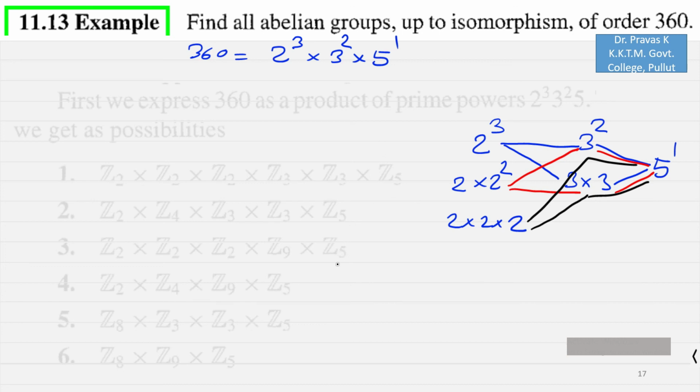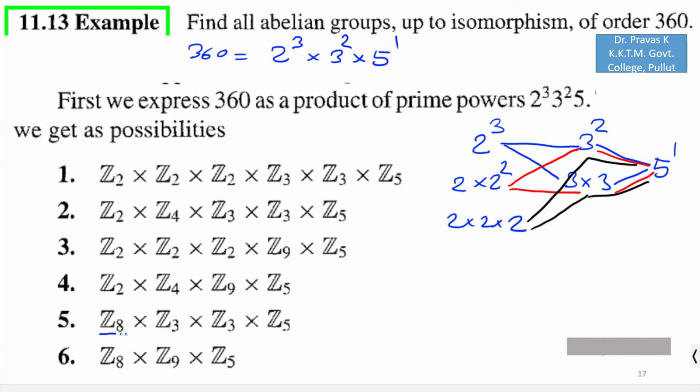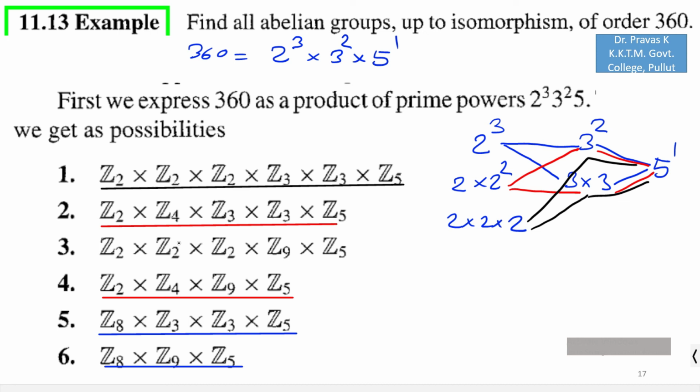Now using this, it is possible to list all the abelian groups of order 360 up to isomorphism. If you check, you can see that all possible combinations of the factors of 360, 2 cube, 3 square and 5 raised to 1, except for possible rearrangement, are included here. Thus we have 8 abelian groups of order 360, and this is the answer given in your textbook, and you can check that.